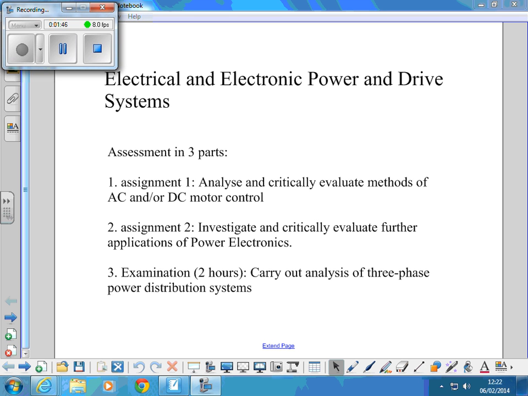And then the third part of the assessment is at the end of the module, you'll have a 2-hour examination that assesses your ability to analyse 3-phase power distribution systems.